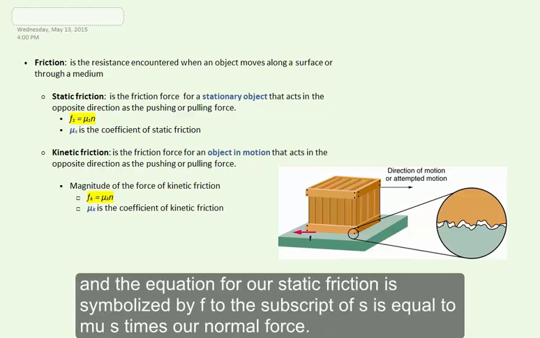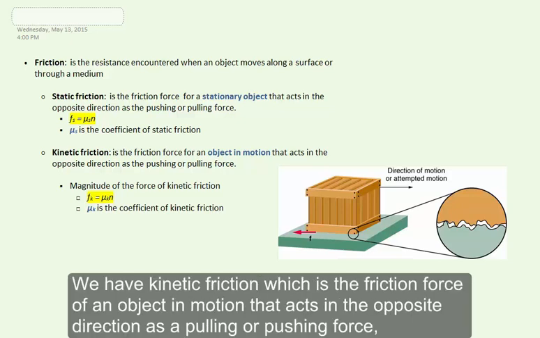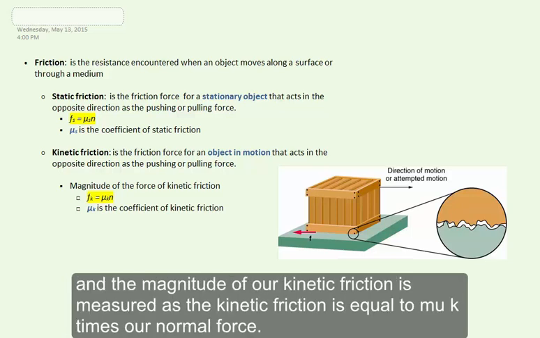And the equation for our static friction is symbolized by F subscript s is equal to mu s times our normal force. We have kinetic friction, which is the friction force of an object in motion that acts in the opposite direction as a pulling or pushing force. And the magnitude of our kinetic friction is equal to mu k times our normal force.